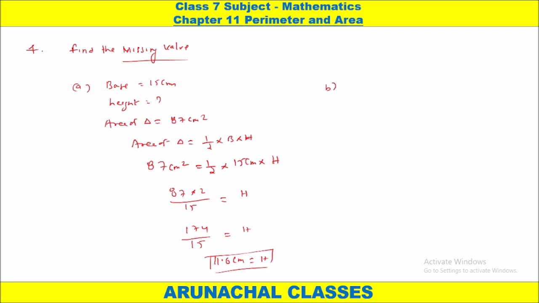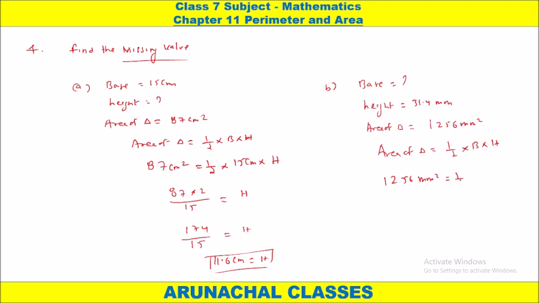Now we have the B part. In the B part I have the base value which is unknown, and here the height is given as 31.4 mm, and your area of a triangle is given as 1256 mm square. Now we have the formula of area of triangle, that is half base into height. Area of triangle is 1256 mm square, that is equal to half base value, which is not known, height is given, 31.4 mm. Now it will be 1256 multiplied by 2 divided by 31.4, that is the base value, that is the base length.